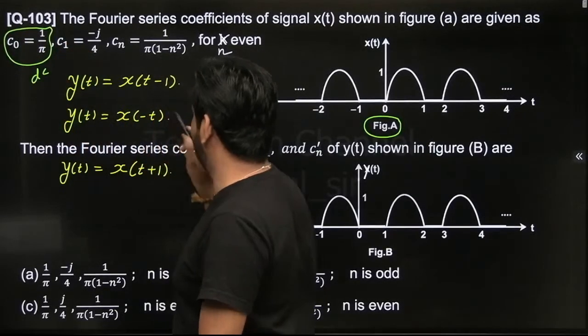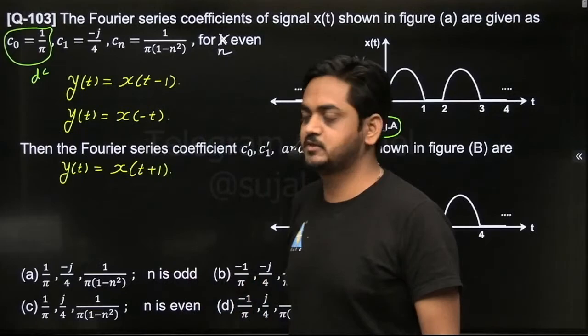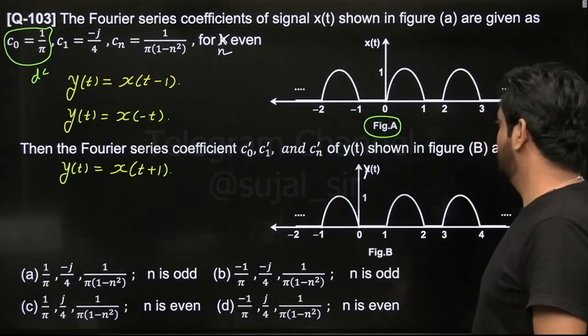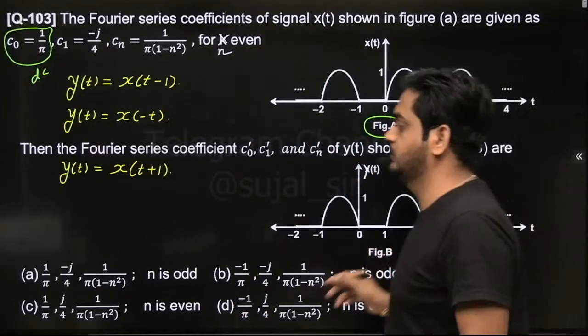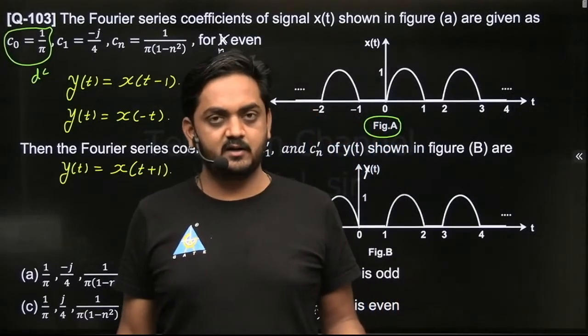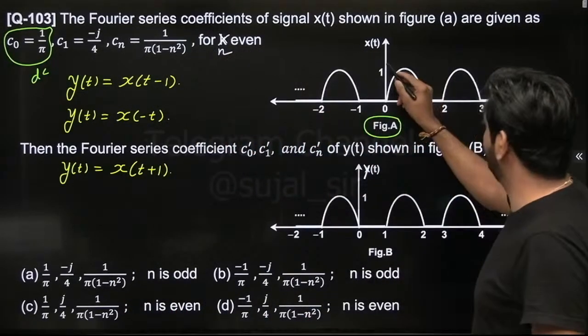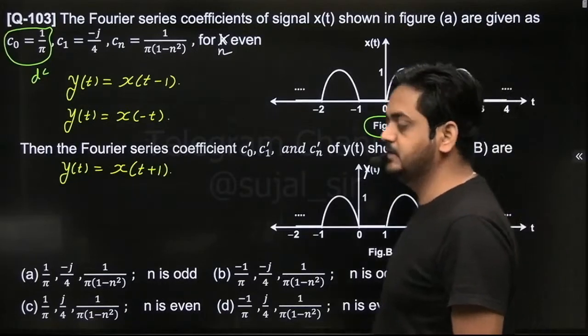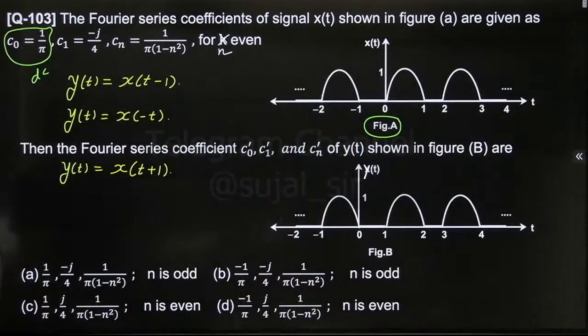By time shifting operation, there is no change in DC, guys, because there is no change in fundamental time period. That's why there is no change in DC value. Correct? There is no amplitude scaling also. Here one, here one. So there is no change in DC, guys. There is no change in DC. Are you getting?